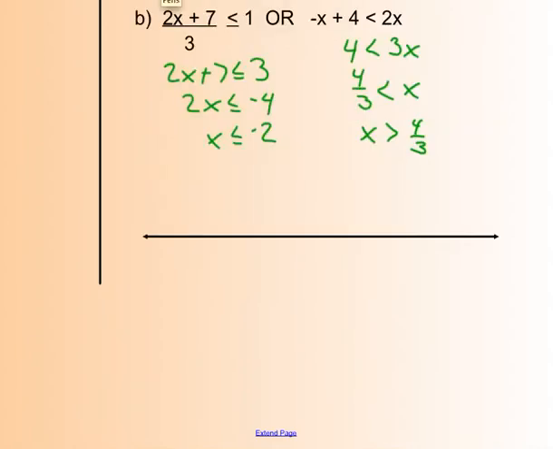Alright, so we're just going to graph both of these because whatever makes one inequality true makes the entire statement true. So 4/3 obviously is on the positive side. So that would be about here with an open circle. And then negative 2 is on my negative side. This one has a closed circle. It's an or equal to. x is less than or equal to negative 2, and x is greater than 4/3.